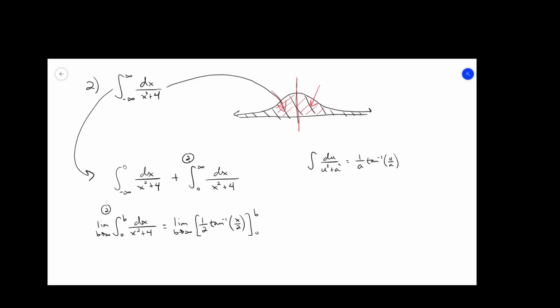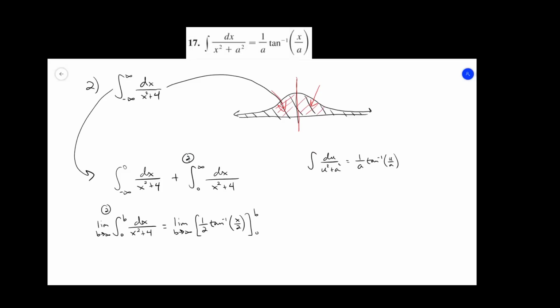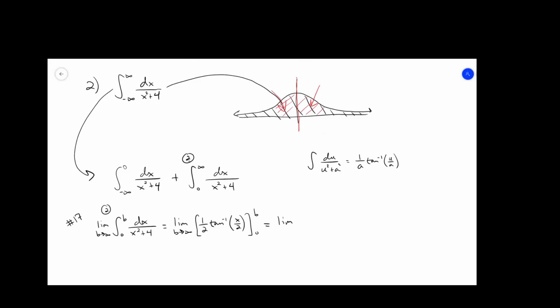Any questions about that? In fact, that integral is one of the ones on that list from 7.5. You notice number 17 was the one we just used. Number 17 on the list. Okay, so that means the next step is to plug in the 0 and the b and subtract. So plug in b: 1/2 inverse tangent b over 2.